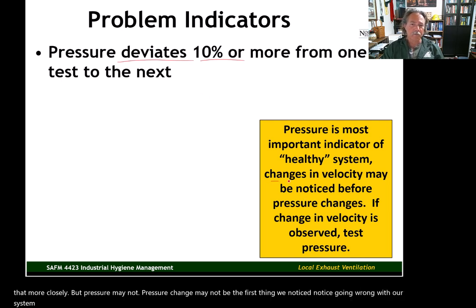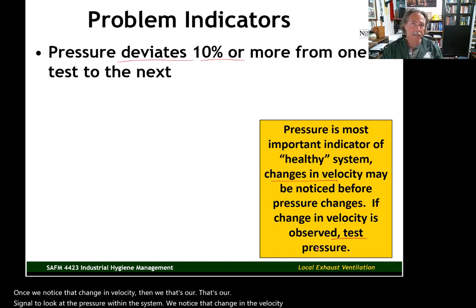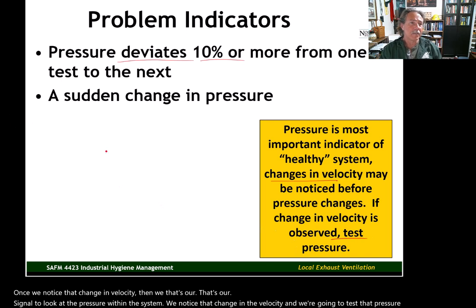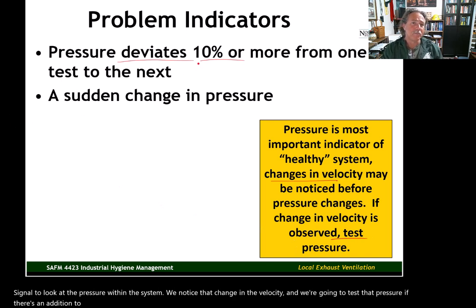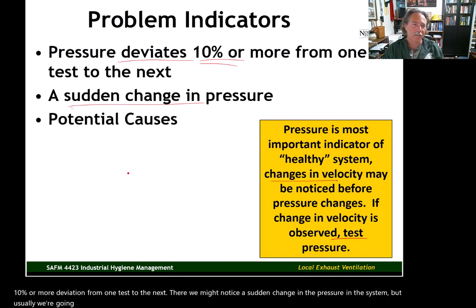What we may notice first is a change in the velocity. Once we notice that change in velocity, that's our signal to look at the pressure within the system. We notice that change in the velocity, then we're going to test that pressure. In addition to the 10% or more deviation from one test to the next, we might notice a sudden change in the pressure in the system. But usually we're going to notice that in terms of velocity first.